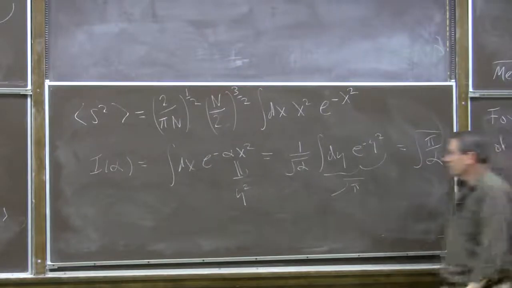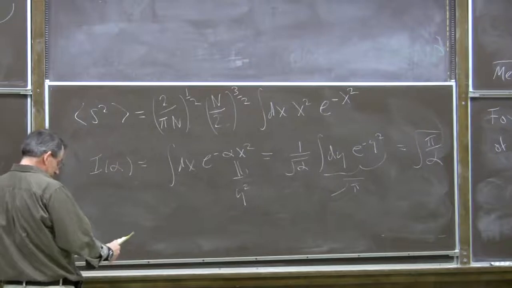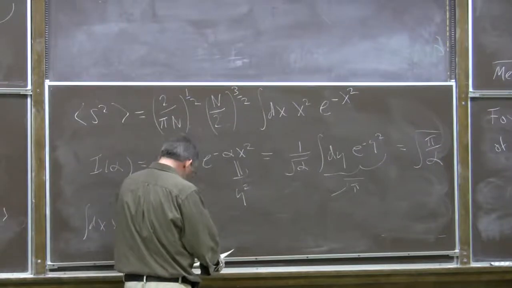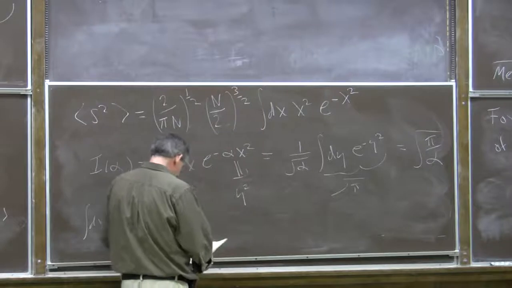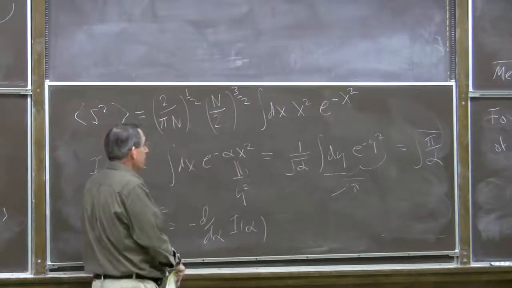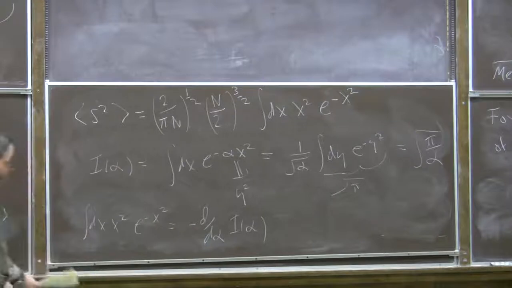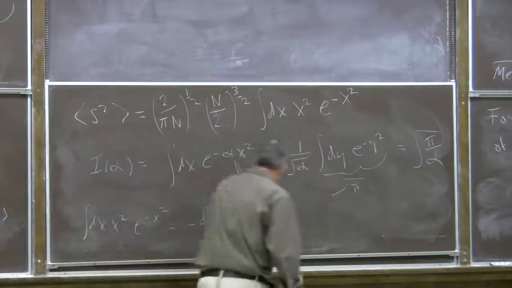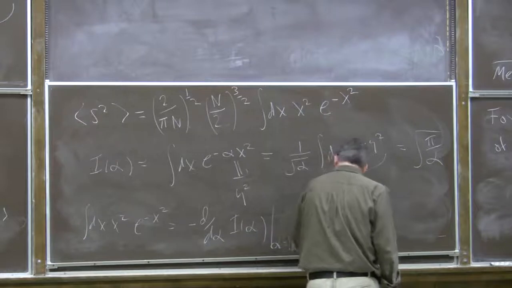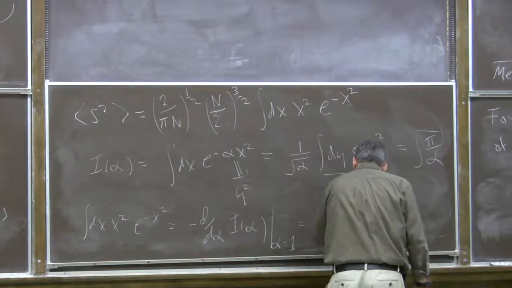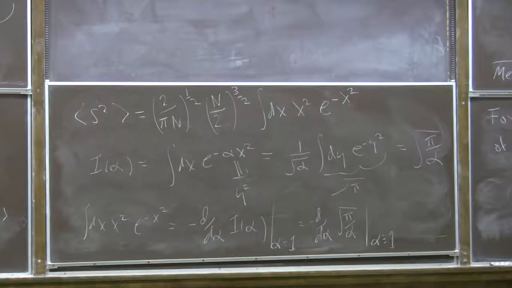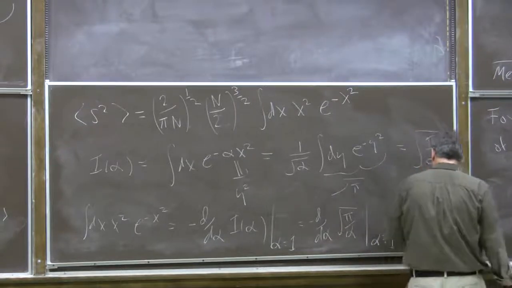How does that help us? Because we can differentiate with respect to alpha. If we want to get the integral dx of x squared e to the minus x squared, we notice that we can get that by differentiating I of alpha with respect to alpha. Differentiating with respect to alpha just brings down a minus x squared. I cancel that with the minus sign. And then we have to set alpha equal to 1 after we differentiate. So that's equal to minus d/d alpha of I of alpha, which I told you was the square root of pi over alpha, evaluated when alpha is equal to 1. And when I differentiate 1 over the square root of alpha, I get a minus 1/2. So the minus signs cancel, and it's the square root of pi over 2.